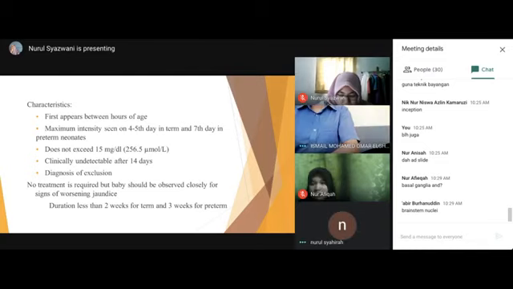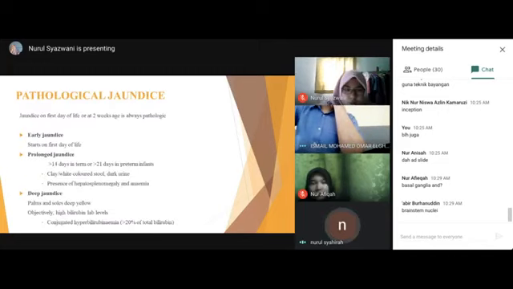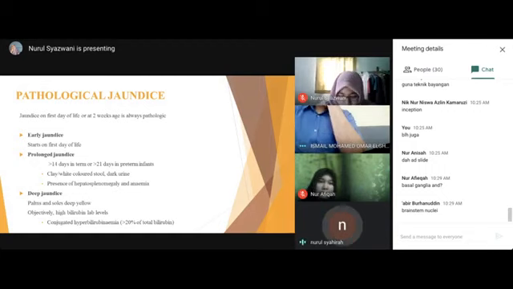Next slide. Okay. So pathological jaundice is jaundice on the first day of life or after 2 weeks of age. It can be divided into early jaundice, which starts on the first day of life, and prolonged pathological jaundice, which is more than 14 days in term or more than 21 days in preterm.